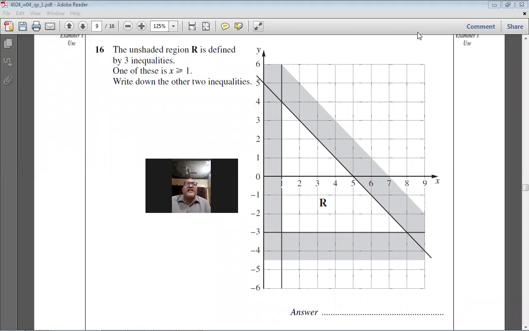Question number 16 says the unshaded region R is defined by 3 inequalities. One of these is x is greater than or equal to 1. Write down the other 2 inequalities. So here you can see we have that region.